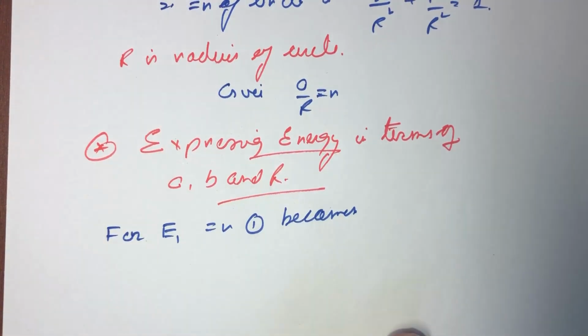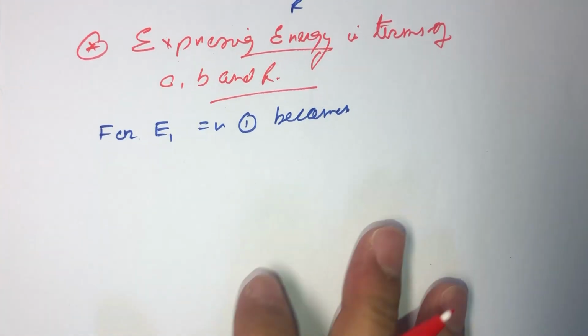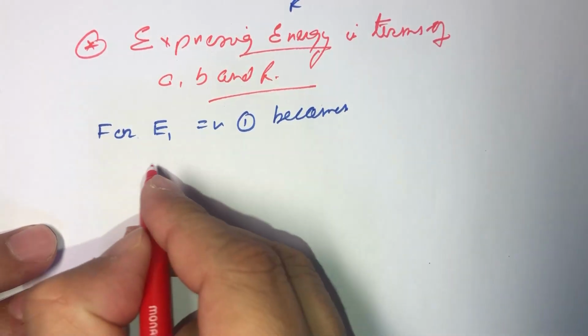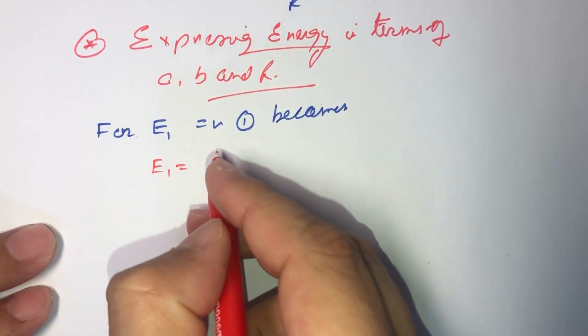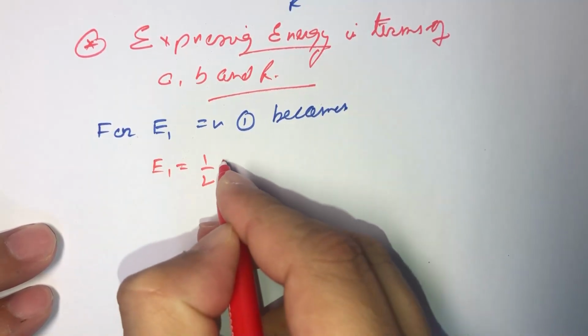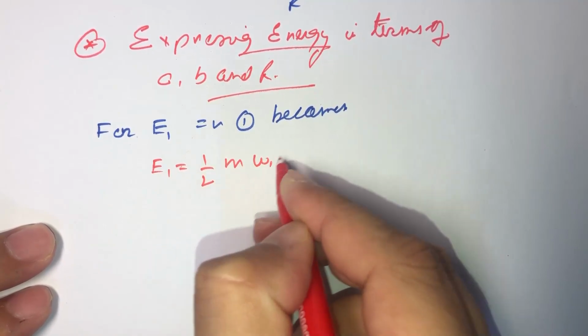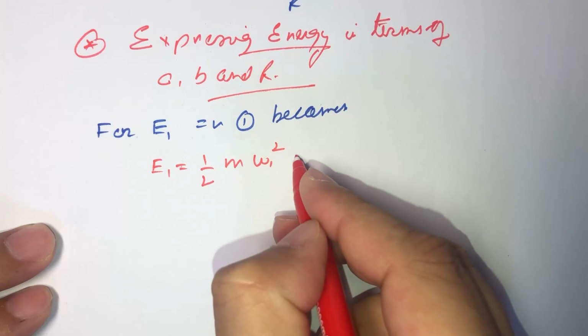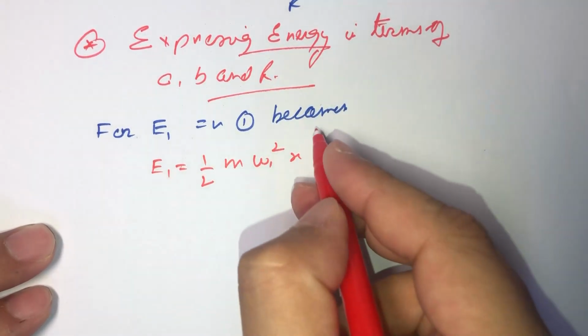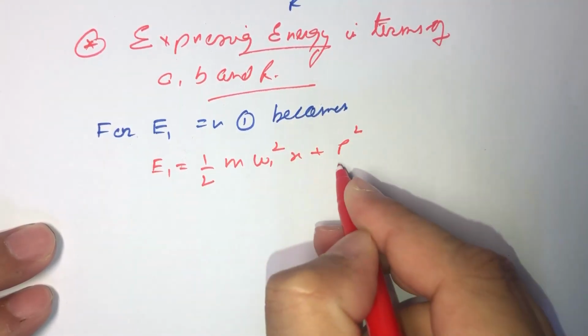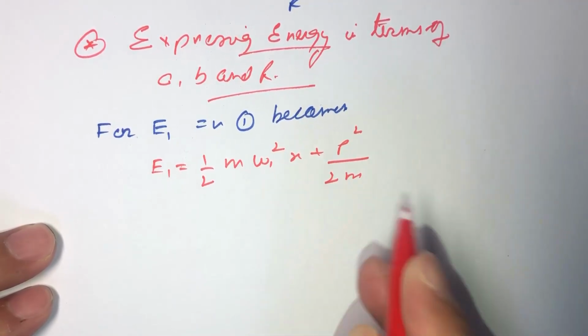and now we can write that E will be equal to E1. Therefore we can write E1 will be equal to half m omega 1 squared, where omega 1 is the angular frequency, x is the displacement, p is the momentum and the mass is 2m.